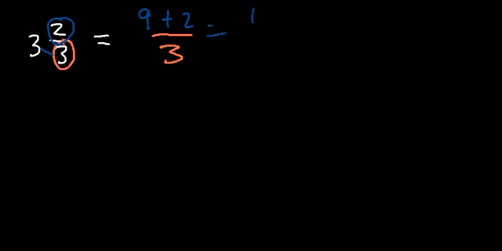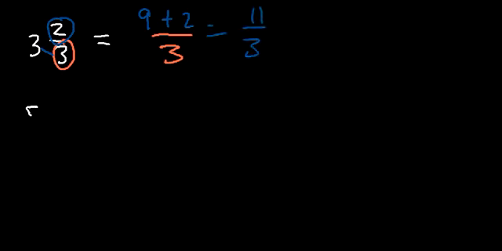But now let's say if you have a mixed fraction and you want to convert it to an improper fraction. How can you do that? Well, first, keep the denominator the same. And for the numerator, multiply these two numbers. 3 times 3 is 9. And then add this number 2. And so this is 11 over 3.